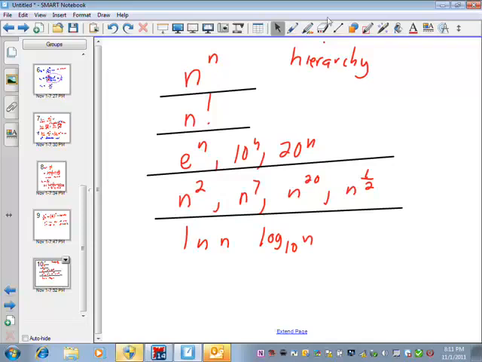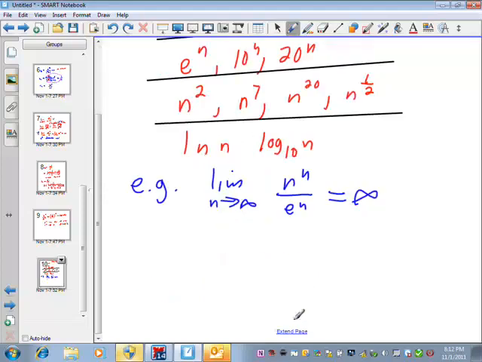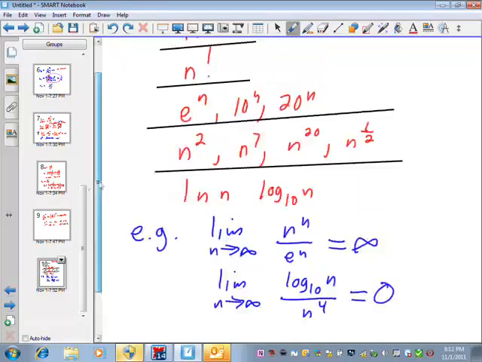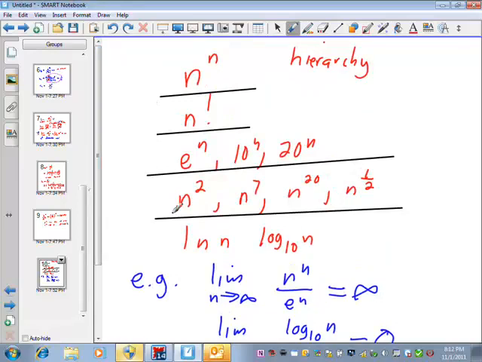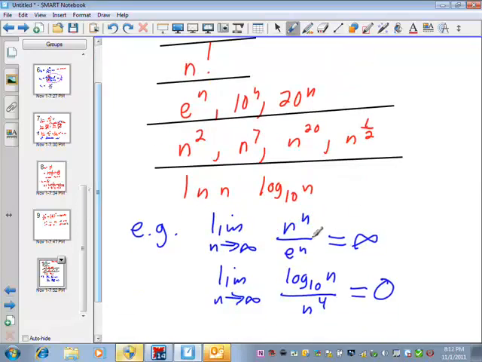Just let me know. So for example, the limit as n tends to infinity of n to the n over e to the n is infinite. The limit as n tends to infinity of log base 10 of n over n to the 4th is 0. And it is simply because of the line it's on. So n to the n is all the way at the top. Nothing beats that. And so n to the n over e to the n is going to be infinity. Log base 10 of n in a similar way is below everything. So n to the 4th is right here. It's in this category.